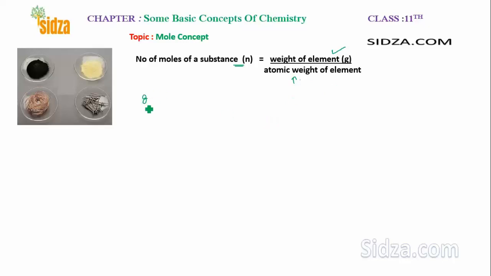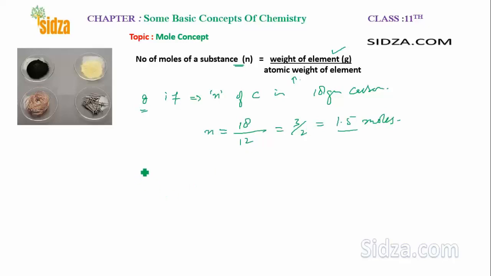For example, if you want to calculate the number of moles of carbon in 18 grams of carbon, n will be equal to 18, that is the weight of the element, divided by the atomic weight of the element. What is that? It is 12. 3 by 2, it is 1.5 moles.